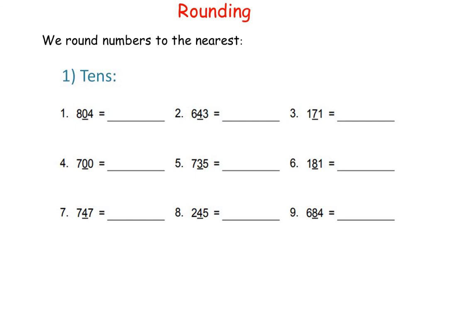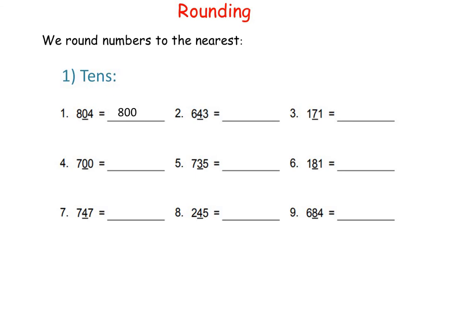The first one, 804. Is 4 a strong number or a weak number? It's a weak number. It will help me round down. Down will keep the tens place the same. So I will write 800, it will be the same. And I will zero everything to the right, and I will keep the tens place the same.